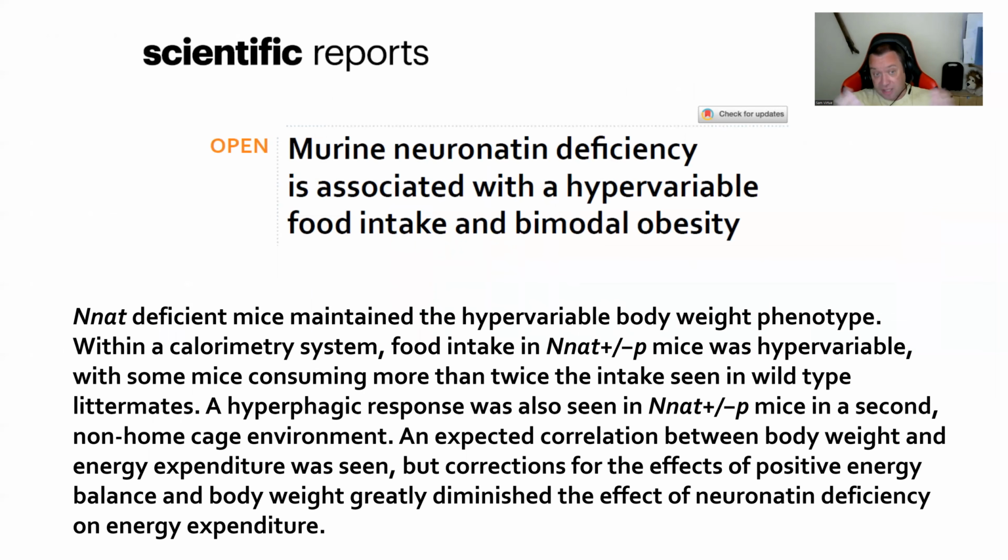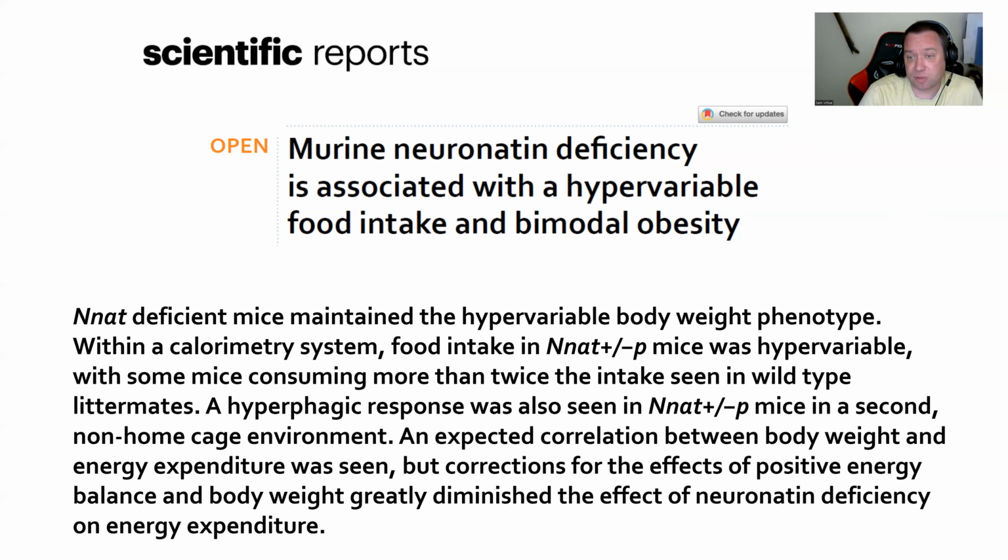And so we ended up coming up with this conclusion. NNAT deficient mice maintained the hypervariable body weight phenotype with the calorimetry system. Food intake in the NNAT plus minus P mice was hypervariable, with some mice consuming more than twice the intake seen in wild type mice.